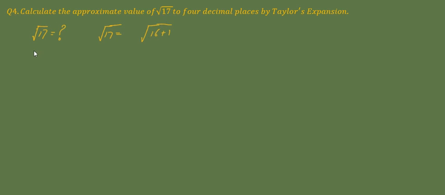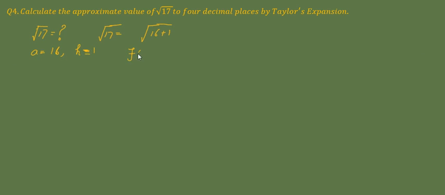OK, so now what will you write here? a is equal to 16 and h will be 1. So a will be 16 in this question and h will be 1.